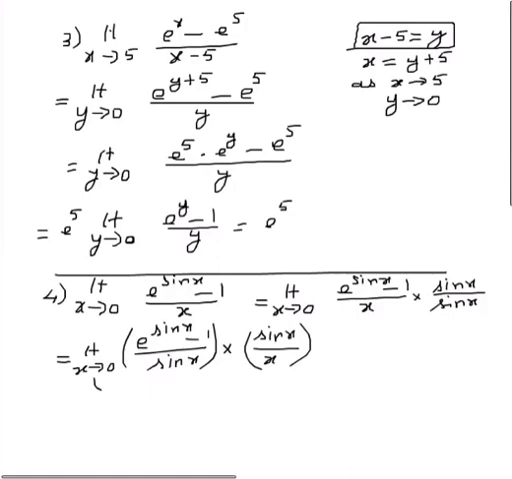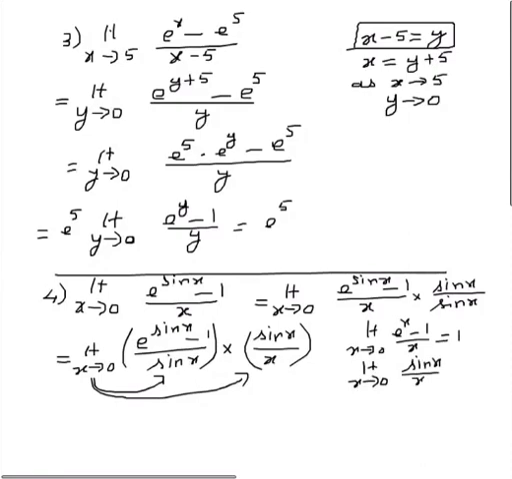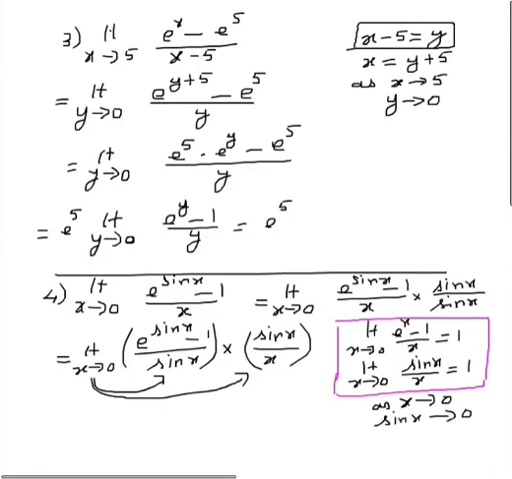Now let us apply the limits for this term as well as for that term. Limit x tending to 0 of e raised to x minus 1 divided by x is 1. And limit x tending to 0 of sin x divided by x is also 1. And we know that as x tends to 0, sin x tends to 0. So the formula is applicable. The first term becomes 1. The second term also becomes 1. Therefore, the answer is 1.